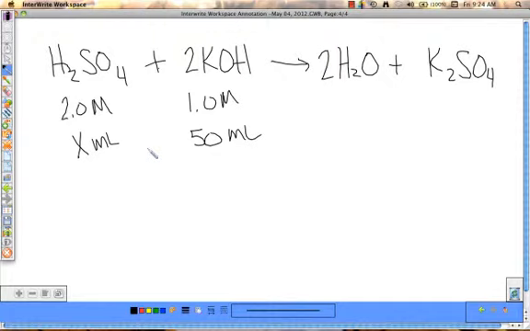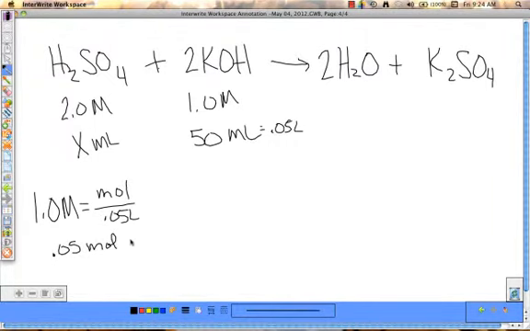So we need to find how many moles of base are reacting. If we know it's 1.0 molar, that's moles per liter. How many liters is this? 0.05 liters, so 0.05 moles of KOH.